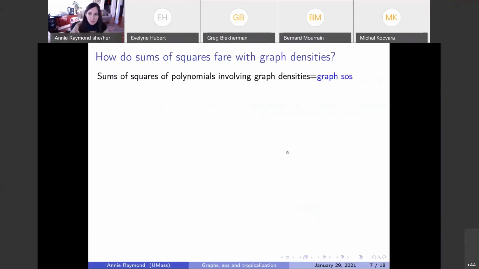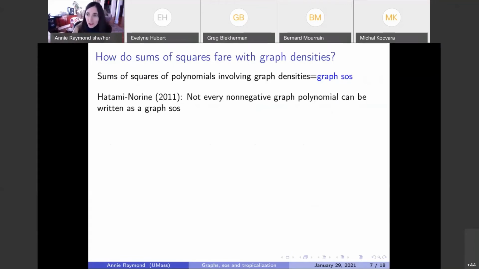So I'll just call sums of squares of polynomials involving graph densities just graph SOS. In 2011, the Hilbert type of result was reproduced in the world of graph densities by Hatami and Norine, and they showed that not every non-negative graph polynomial can be written as a graph sum of squares. So this is not too surprising, right? What was more surprising was that they showed that not every non-negative graph polynomial can be written as a rational graph sum of squares. So they showed that the Artin result in the world of real polynomials does not hold in the world of density polynomials.